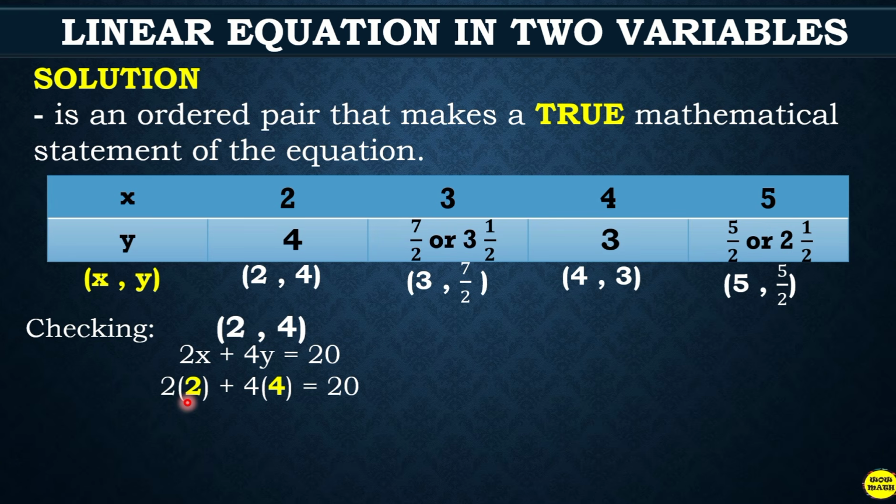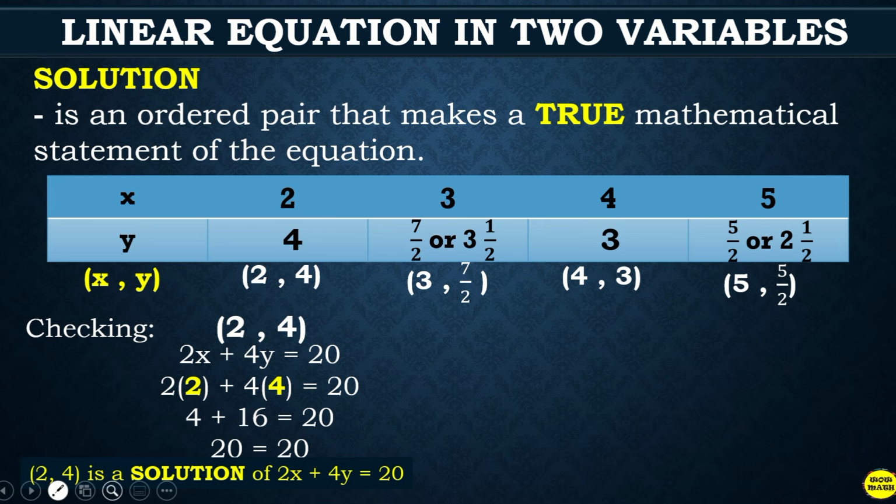Okay? So, 2 times 2, that is 4. 4 times 4, that is 16. So, let's see. 4 plus 16, that is 20, which is equal to 20. Okay, so therefore, (2, 4) is a solution of 2x plus 4y equals 20. So, ang tawag natin dito, this is a solution.